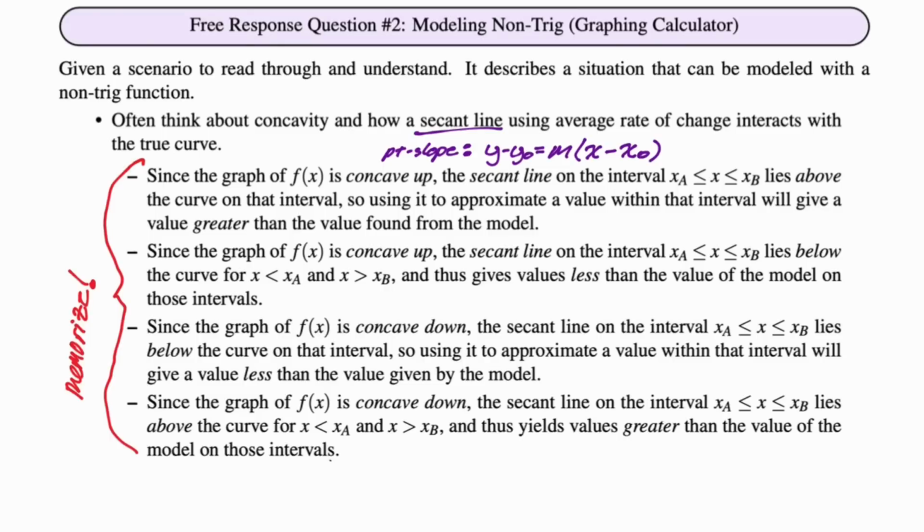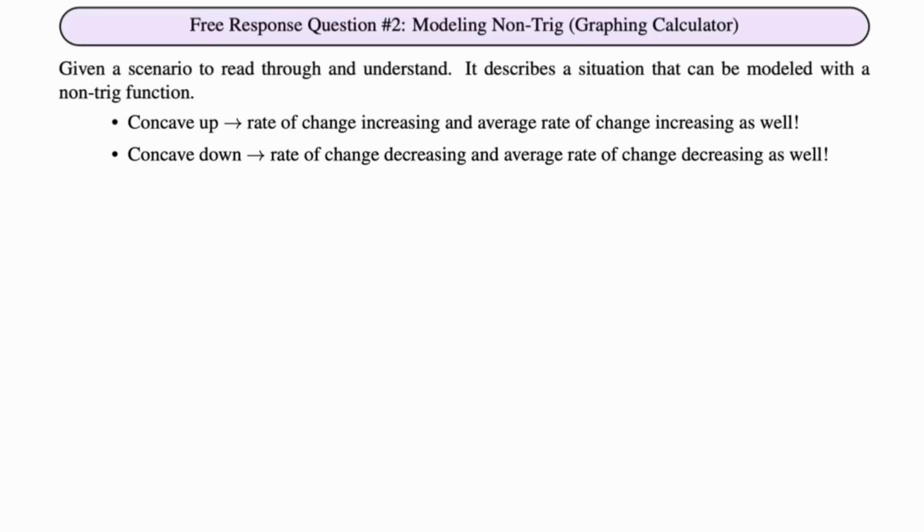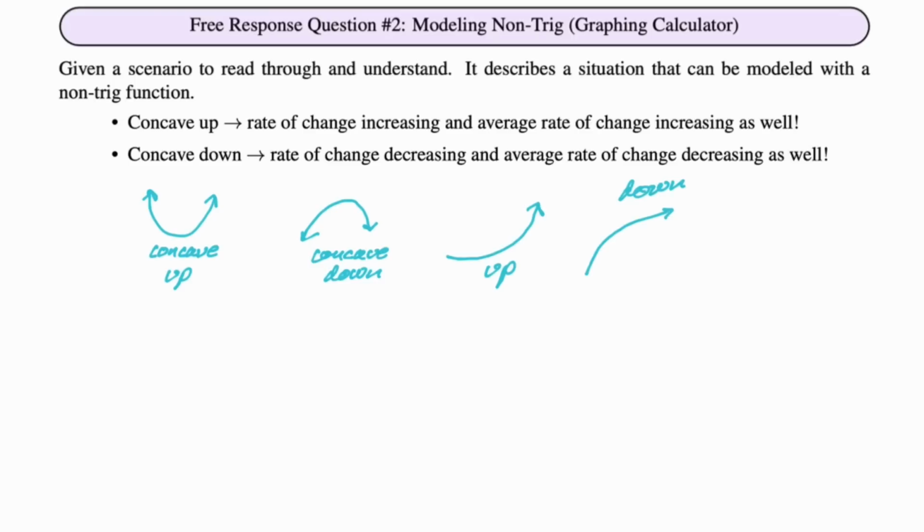I'm just going to spit them out as soon as I've got a problem and I need to do it. The other thing is you might need to talk about concavity and rates of change. So concave up, rate of change is increasing, and the average rate of change is also increasing. Concave down, rate of change is decreasing, and the average rate of change is decreasing as well. So let me just draw some concave up and down things. x squared is the classic example of concave up, and negative x squared is the classic example of concave down, but also an exponential function can really illustrate it, and I guess a log function as well. So make sure you just have a feel for concavity.